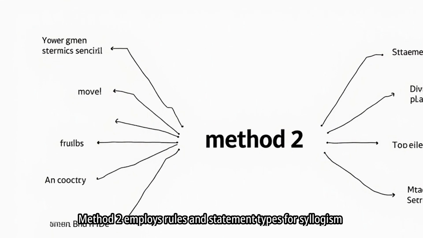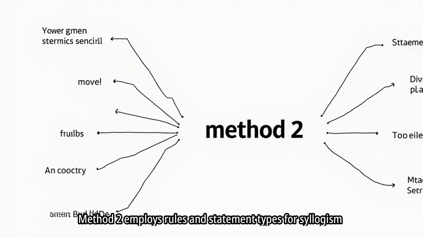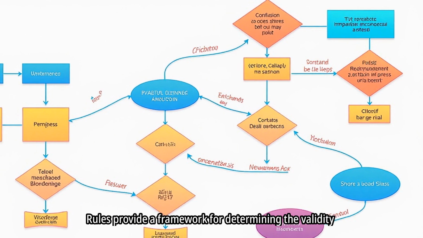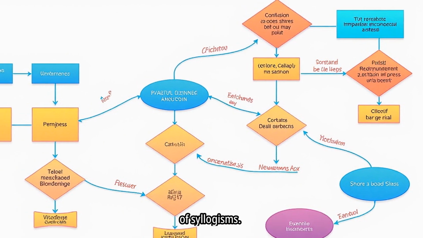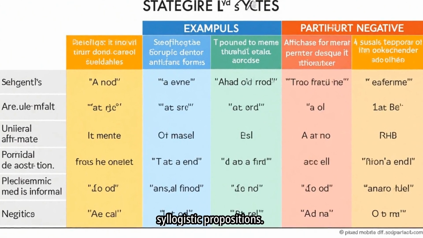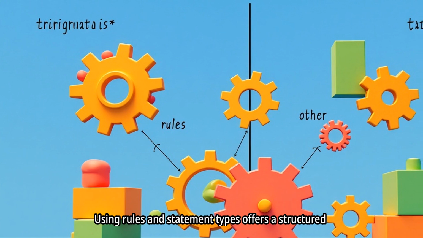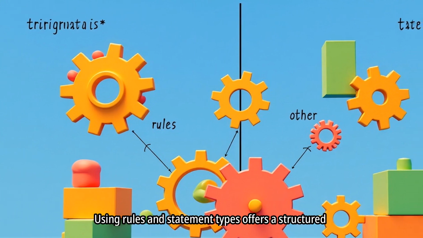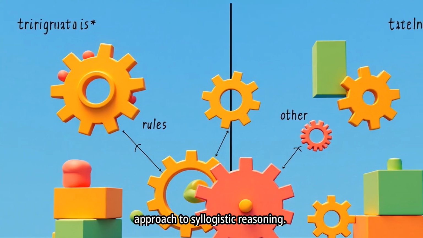Method 2 employs rules and statement types for syllogism solving. Rules provide a framework for determining the validity of syllogisms. Statement types categorize the structure and form of syllogistic propositions. Using rules and statement types offers a structured approach to syllogistic reasoning.